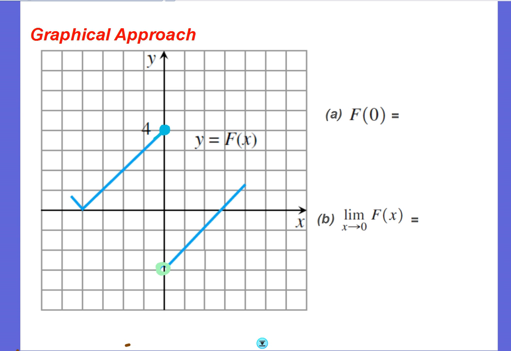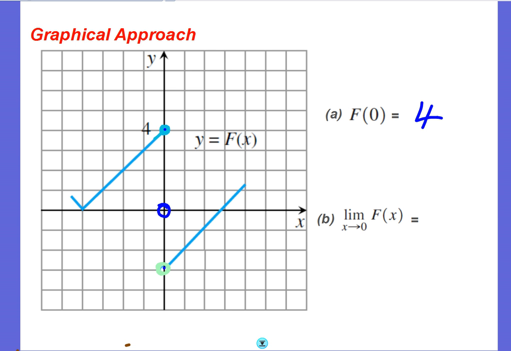So we need to look for f of 0. This is x equals 0. F of 0, the value of the function at 0, is 4, not -3. F of 0 is 4, not -3. How about the limit as x approaches 0 of f of x? You have to check from the left side and from the right side.